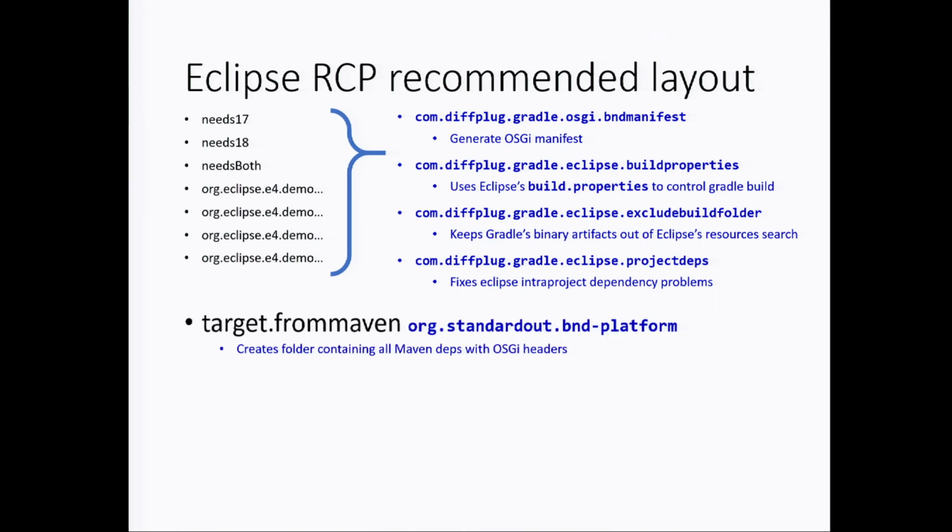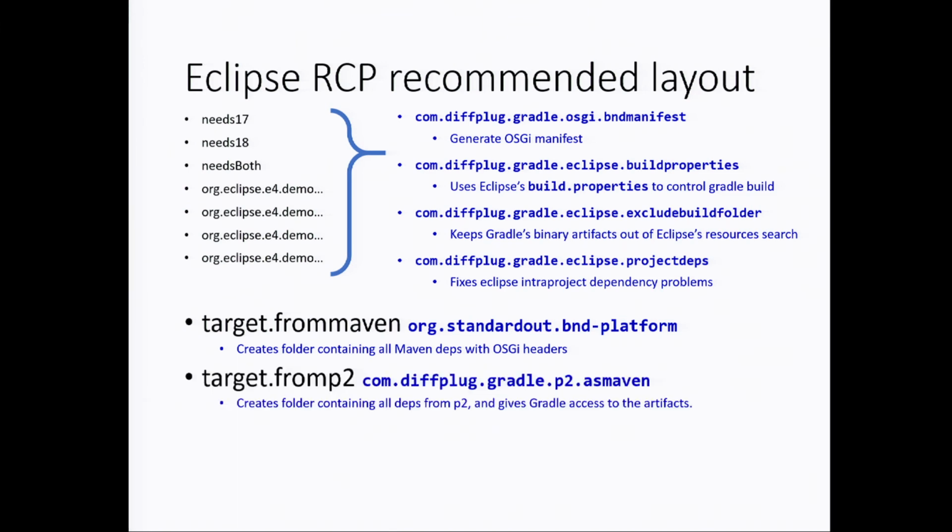So if we're going to build all these plugins into an RCP application, then we're going to have to make our target platform, so the universe of plugins that we compile these against to make the final application. So the way we recommend doing that is to have two folders, one called target.fromMaven. And so this is the one we just talked about, which creates a folder containing all of the Maven dependencies along with their OSGi headers. The next step is to have a folder called target.fromP2. So this creates a folder which has all the dependencies from P2 and then gives Gradle access to those artifacts.